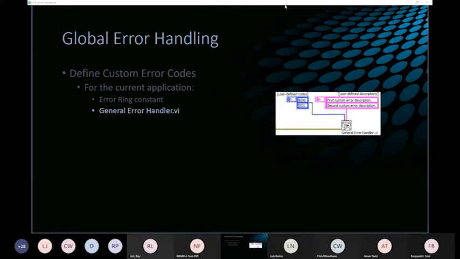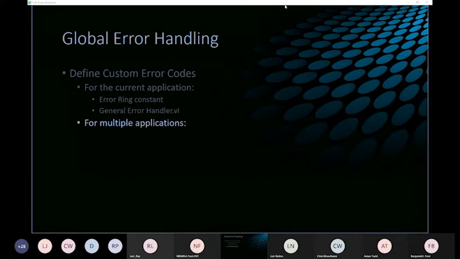You can also use the general error handler VI to define custom error codes. The general error handler is very similar to the simple error handler, but it adds inputs where you can input an array of your own user-defined error codes and an array of your own user-defined descriptions. It behaves pretty much the same as the simple error handler, but it will also display your custom codes as well. So that's the general error handler VI.